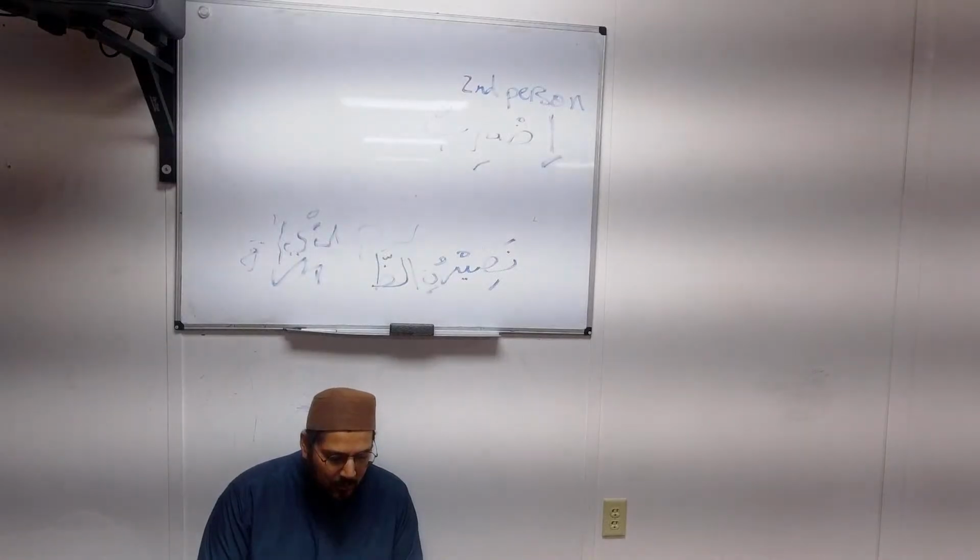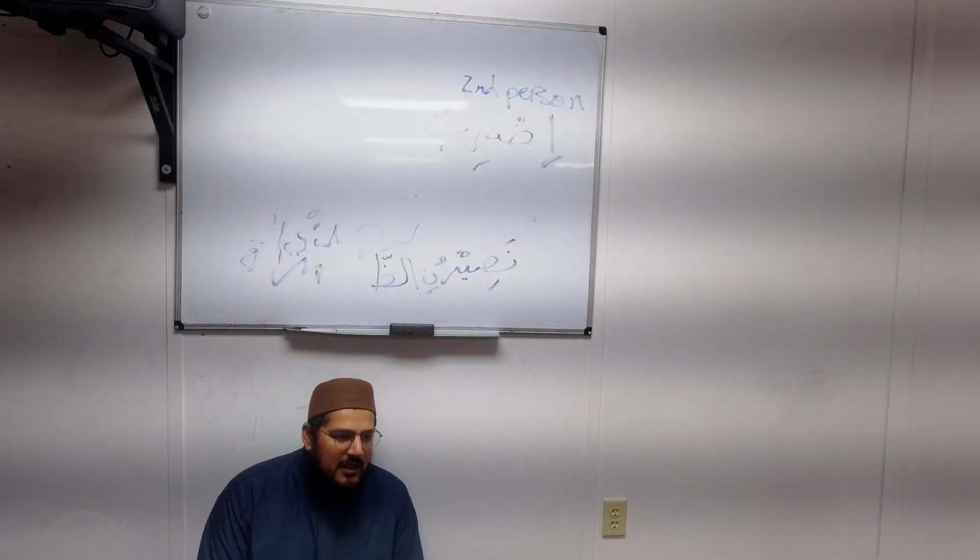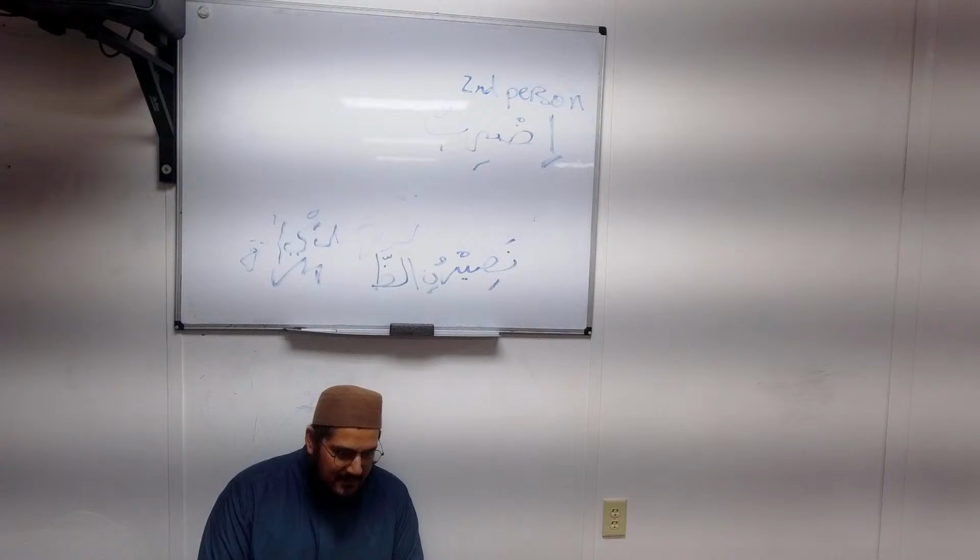Okay. Our third word, our second line says fish. What's the word for fish here? Samakun. Samakun means fish, like the genus, the species. A singular fish is samakatun.